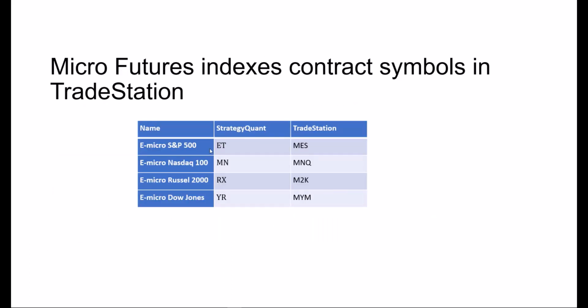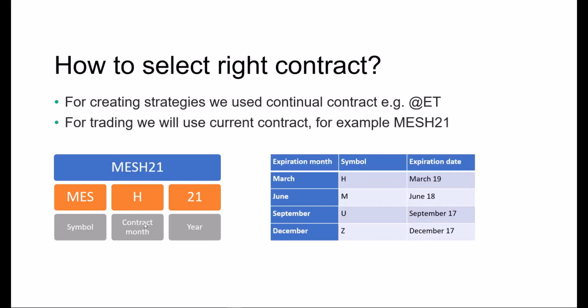So expect we created a strategy for ES, which is micro S&P 500. In this case the symbol will look like MESH21, because now it's January, so March contract, and 21 year. So remember it, and now we'll go back to TradeStation and set it.